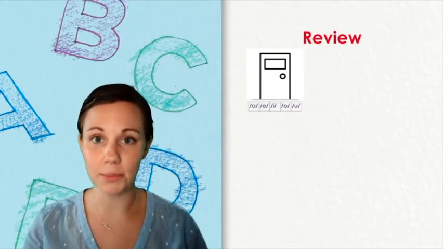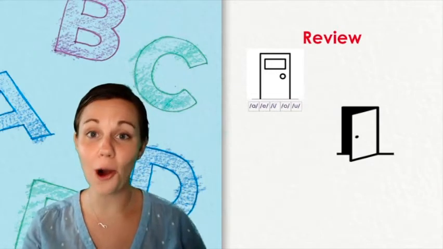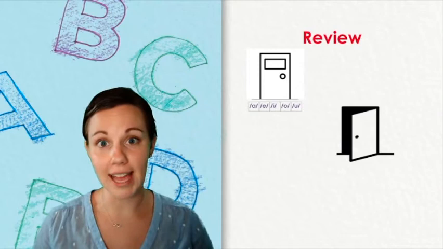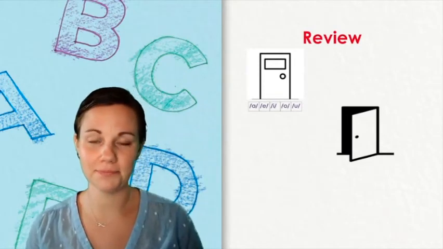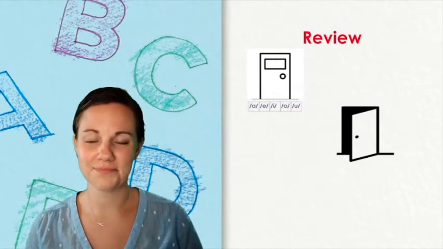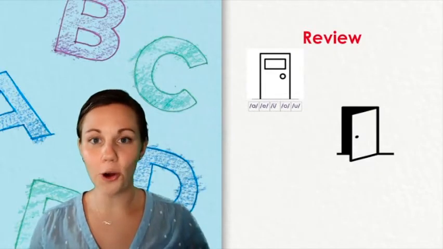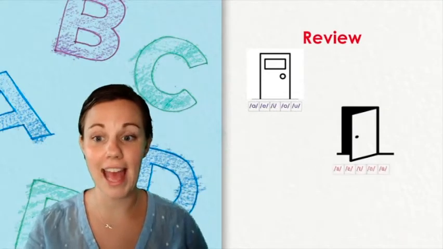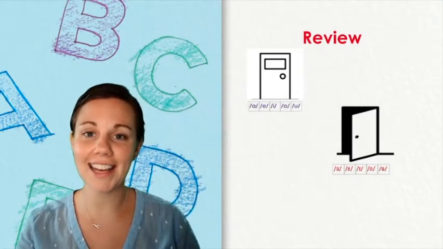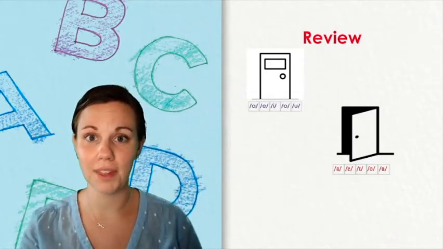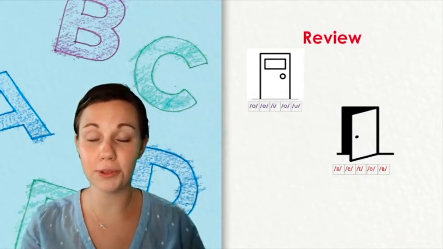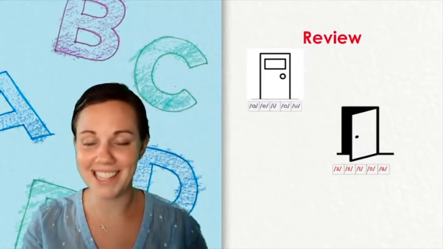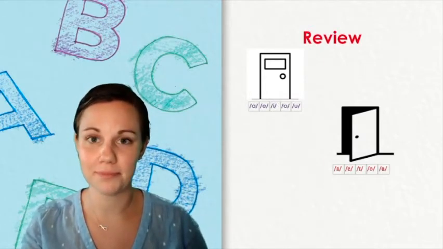The second syllable type we'll review is the open syllable. What does an open syllable say about the vowel sound? You've got it. An open syllable makes a long vowel sound, like A, E, I, O, or U. There's no consonant closing in the vowel, so it's free and open to say its own name.